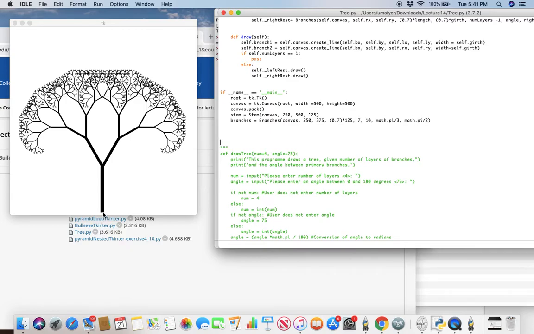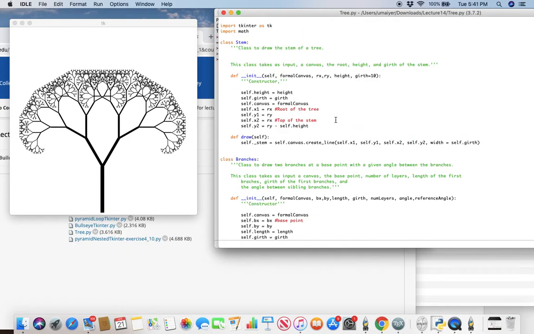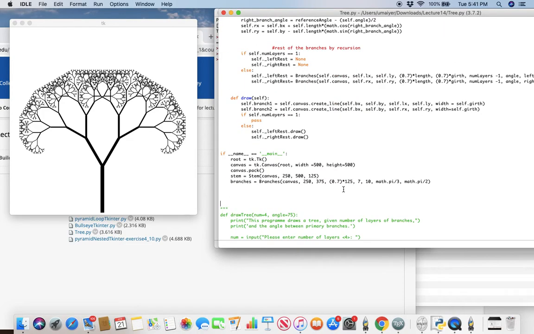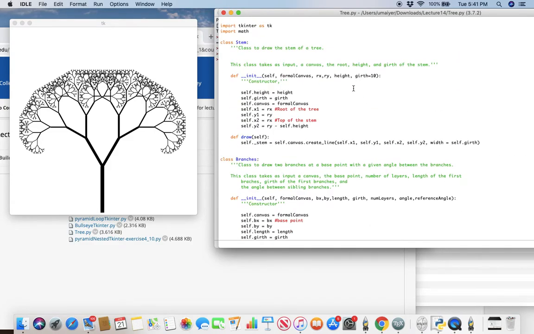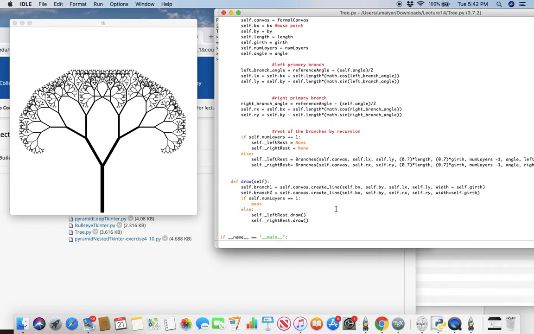125 represents girth. Oh, sorry. 125 represents height. So I have 125 pixels high. Girth means thickness of a branch. It's called girth. Thickness of a stem, it's called girth. Girth by default setting is 10. You could change the girth.